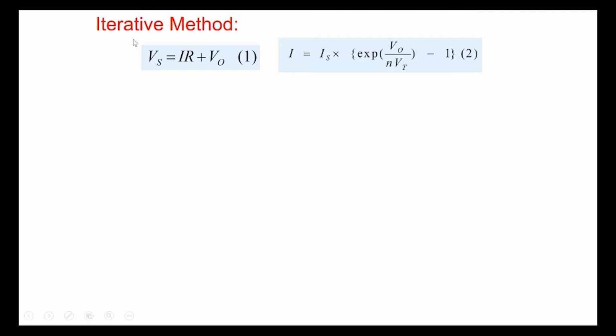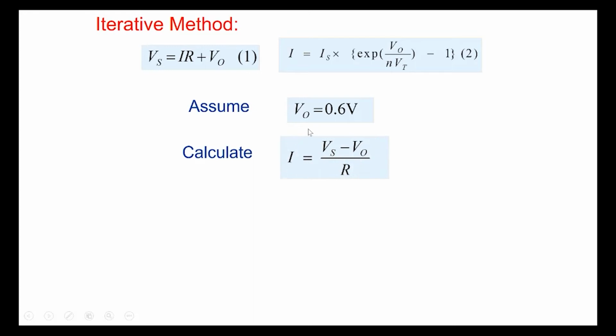This approach is what we call an iterative method for solving the nonlinear equation. We start off with a guess. We have to solve these two equations together: Vs equals IR plus V naught, and I equals Is times the diode exponential here. So let's say we assume the diode voltage V naught is 0.6. Then we use this particular equation, we calculate (Vs minus V naught) by R, which gives the current. Once we have the current, we go back to equation number 2 and use that to calculate a new value of the diode voltage here.